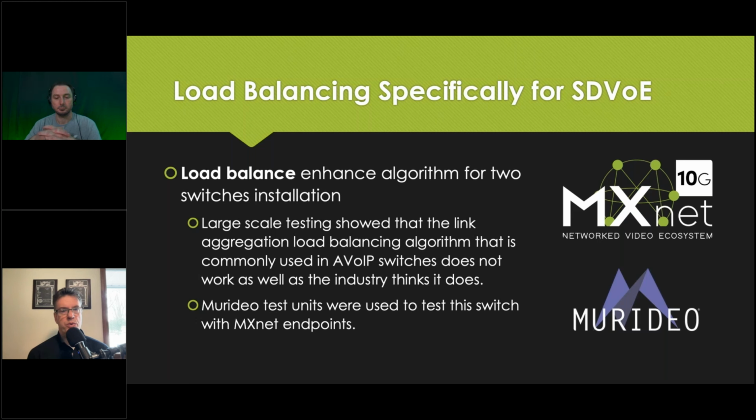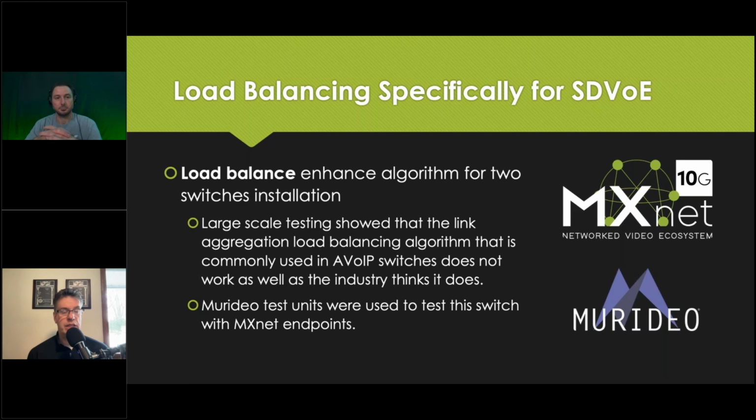What we found is with SDVoE, and that's what we use for 10G, those commonly used algorithms don't work well 100% of the time. You'll end up with a data blockage on one of those links. And we found this through our large scale testing. We are pretty unique in this aspect because we are a test instrument manufacturer with Meridio. We also manufacture endpoints for AV over IP, and we manufacture switches for AV over IP. We're the only company to do all of this and have these complete ecosystems.